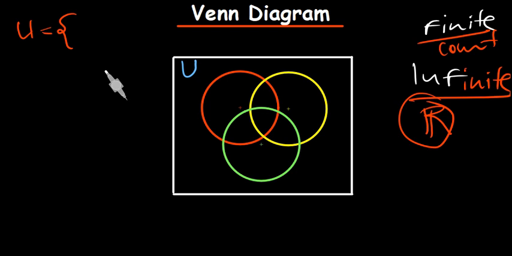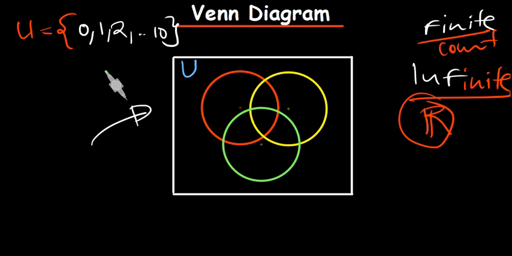Now, finite sets are sets where the universal set is limited. Let's say 0 to 10. You know that these numbers you're able to count them. So that's a case where we can use a Venn diagram. The box itself represents the universal set, meaning that all the elements that are going to be under study will be within the box.